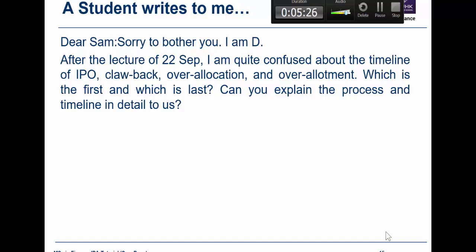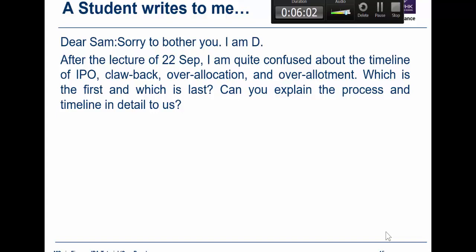After the lecture last week, I'm quite confused about the timeline of IPO clawback, over allocation and over allotment. Which is the first and which is last? Can you explain the process and timeline in detail to us? Yes, I can, and I did in the last session. I will do it again here. If you have any questions or queries, like I said, either you note the time there, or better still, you put your hand up and you stop me, and you let me know if something is unclear.